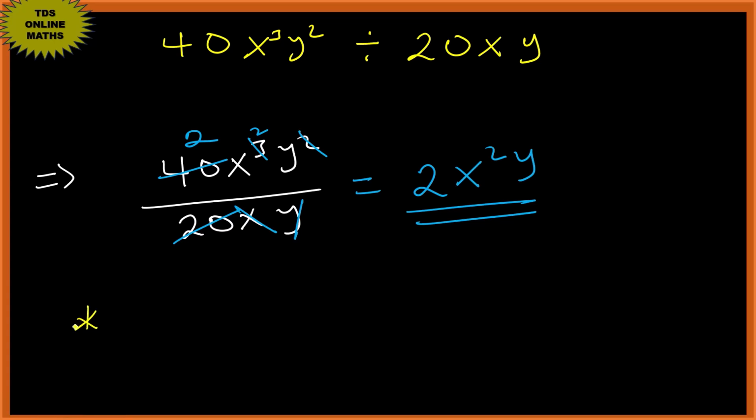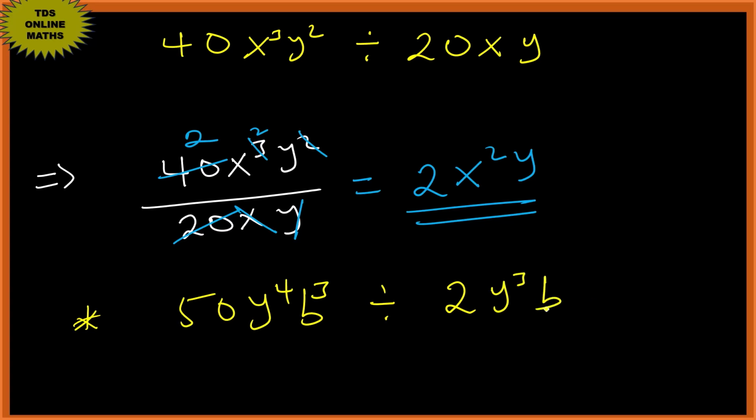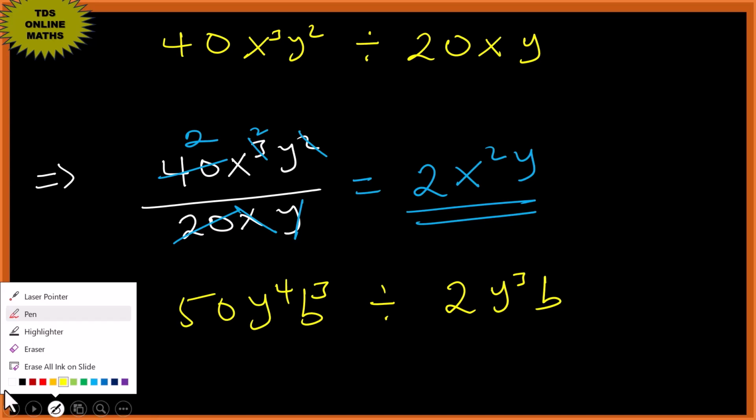Go ahead and solve this. 50y to the power 4 b to the power 3 divided by 2y to the power 3 then b. So how do you solve this?